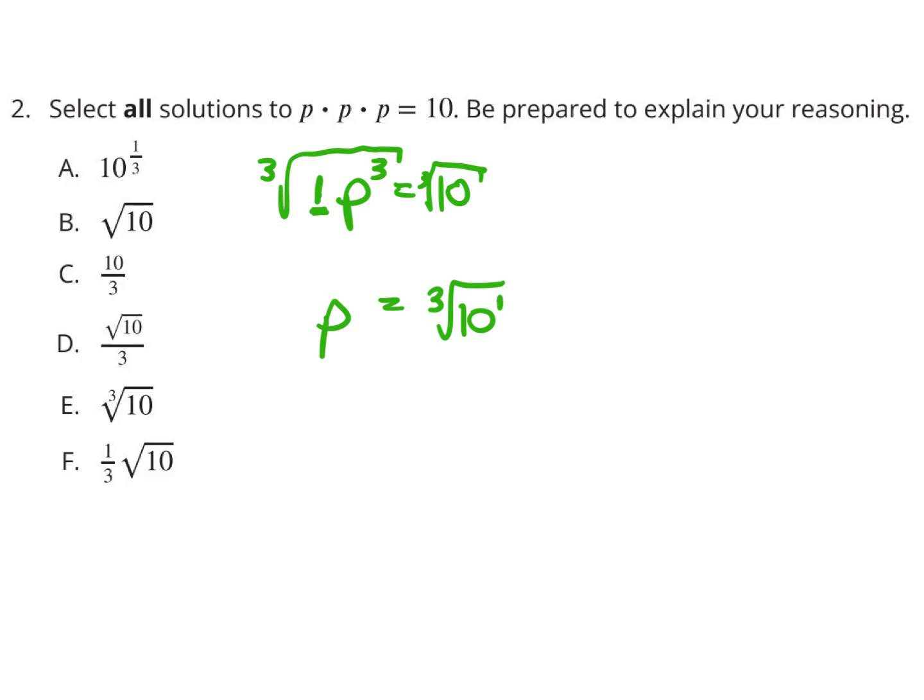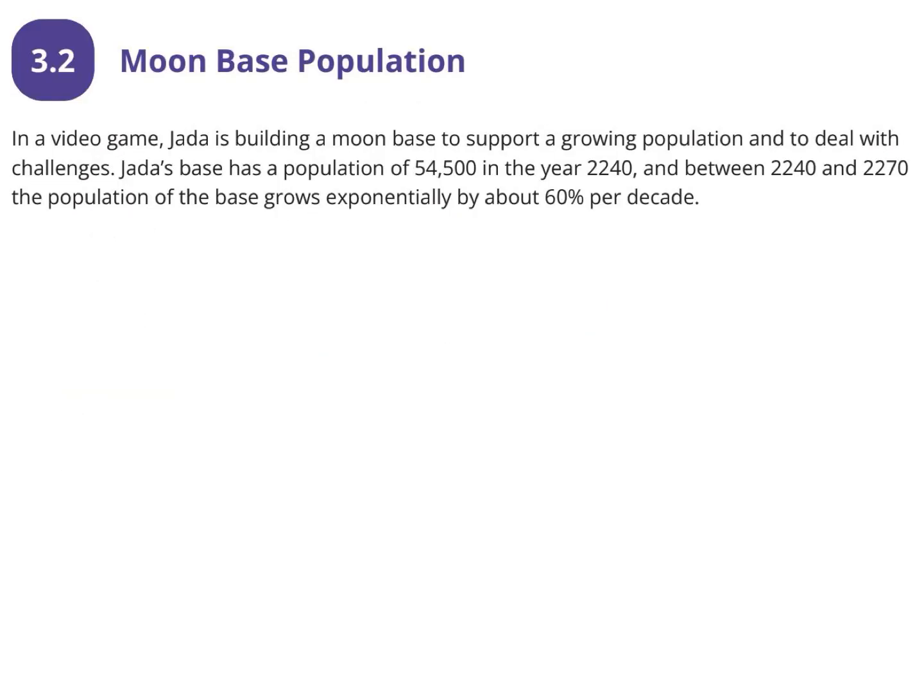10 has an exponent even though it's not written, which is 1. So this also equals 10 because the base stays the base to the 1/3. So A works and E works. B, this is the square root, not the cube root. B does not work.